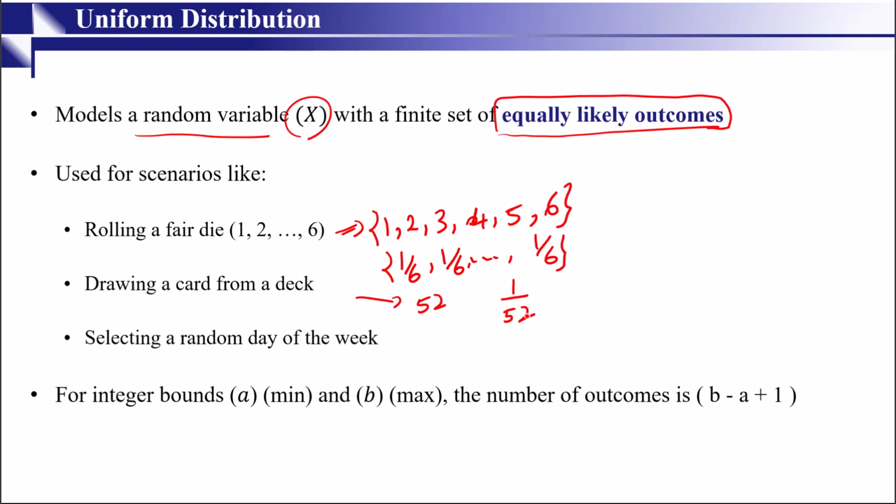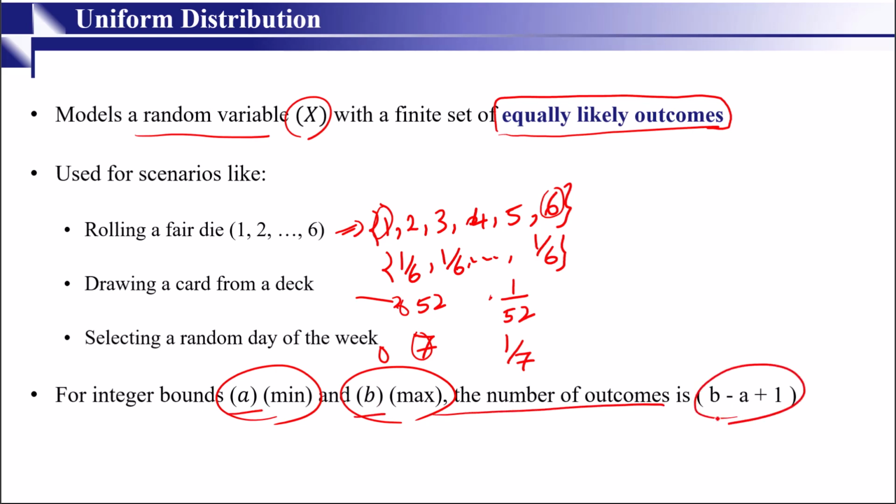We have 52 cards in total, and the probability of each one is 1/52. Or selecting a random day of the week. So we have 7 days, and the probability of each one is 1/7. So for integers, we have some bound, minimum value and maximum value. Here, a is 1, b is 6. Here, a is 1, b is 52. Here, a is 1, b is 7. So when we have the lower bound a and the upper bound b, then the number of outcomes is b minus a plus 1, if we want to consider the last one as well.